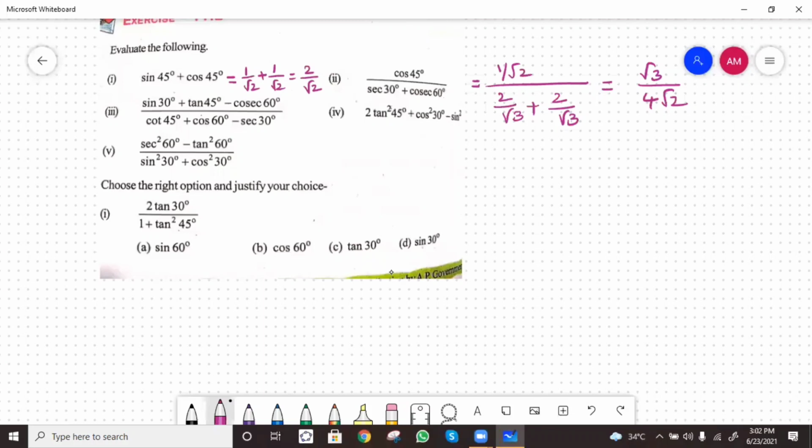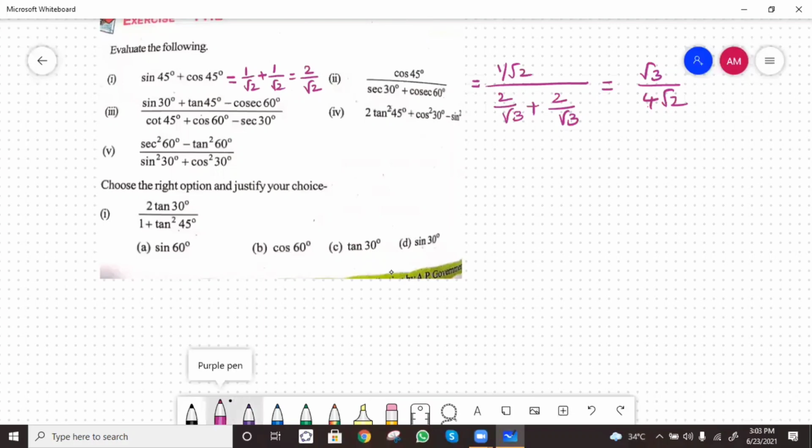Cosecant 60 is the reciprocal of sin 60. What is the value of sin 60? Root 3 by 2. The reciprocal of that is 2 by root 3. X plus x is 2x, isn't it? So 2 into 2 by root 3 means 4 by root 3. The denominator goes upside, so it will come to the numerator. So root 3 will be in the numerator. In the denominator, we have 4, and this root 2 comes to the denominator. So the answer is root 3 by 4 into root 2. Clear? Yes. Okay, good.